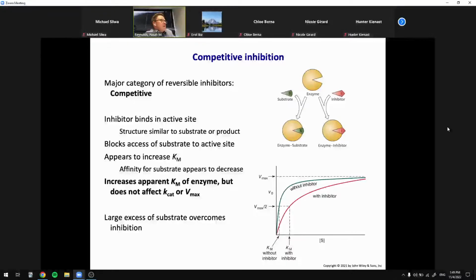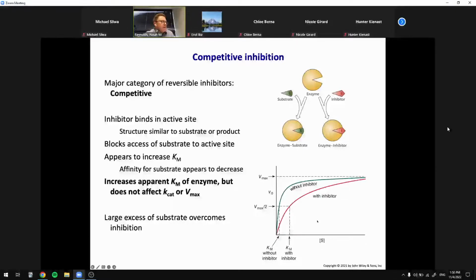And so the one major type of reversible inhibitors are competitive inhibitors, and these bind to the active site. And we call these competitive because they're competing for the active site with the substrate. And so one thing about them is that if you add more substrate, you can outcompete the inhibitor.